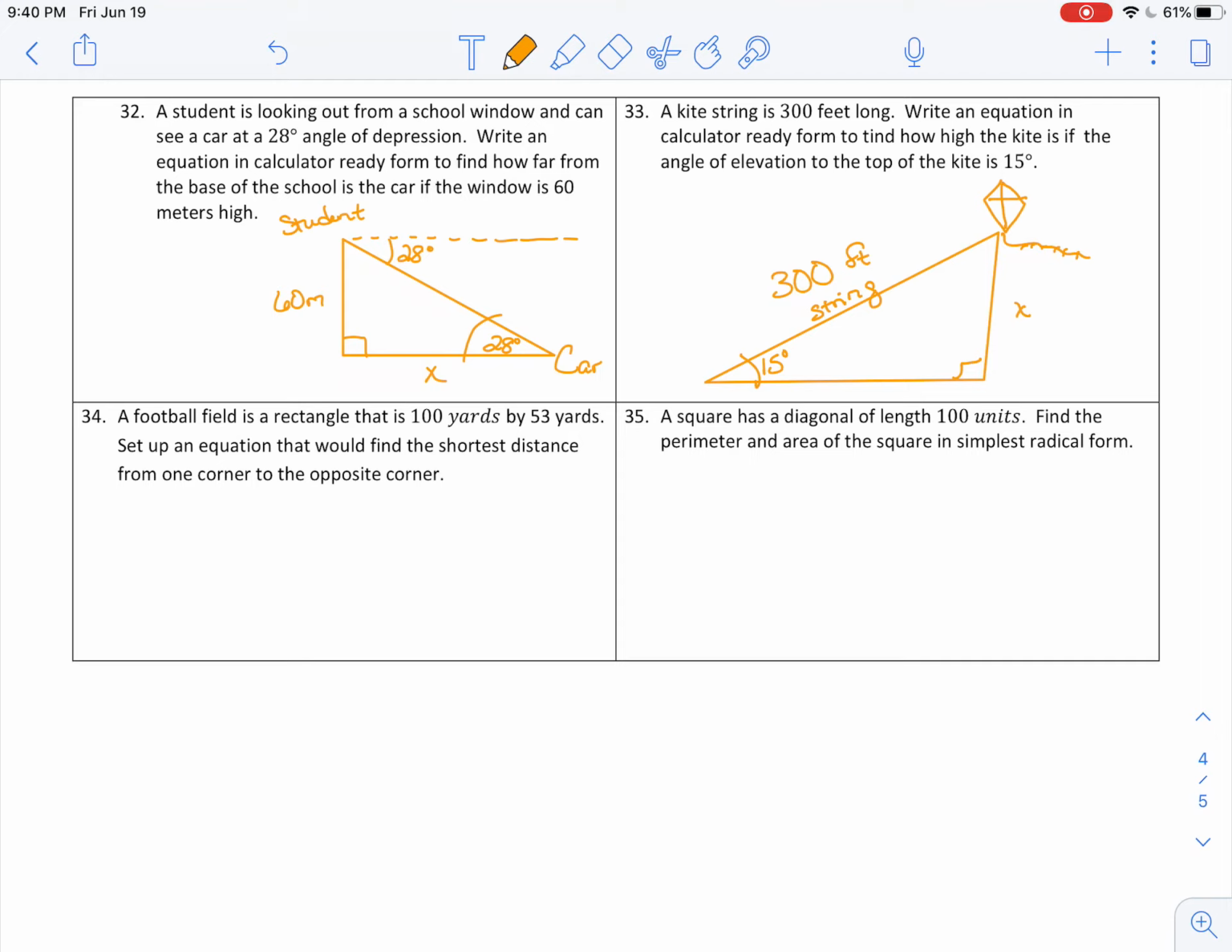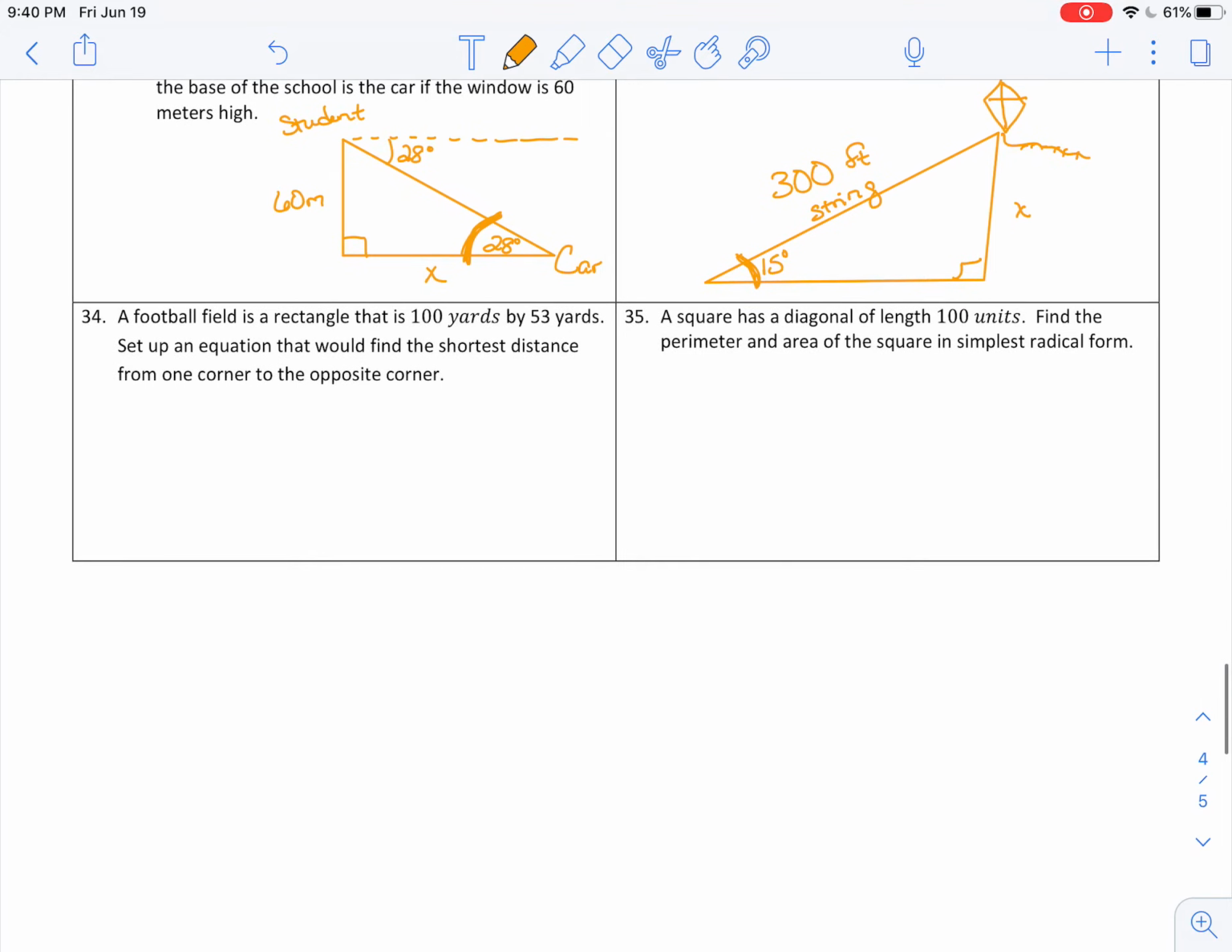So, as always, draw your right triangle. The angle at the bottom is the angle of elevation. Even if it was originally an angle of depression, put it at the bottom. You're going to be correct.